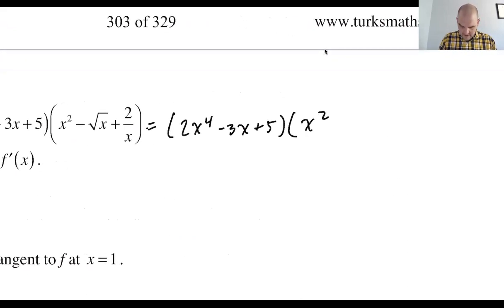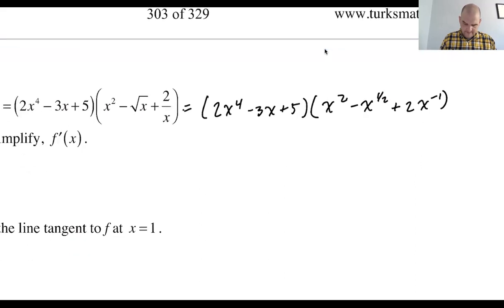So x squared. Radicals are terrible. Rewrite them as rational exponents, so minus x to the 1/2. And then 2 over x, it's better to rewrite that also with a negative exponent, because then you can just power rule your way through it. 2x to the negative first.